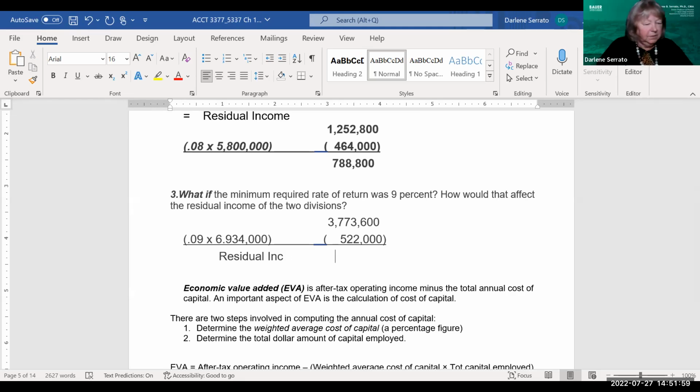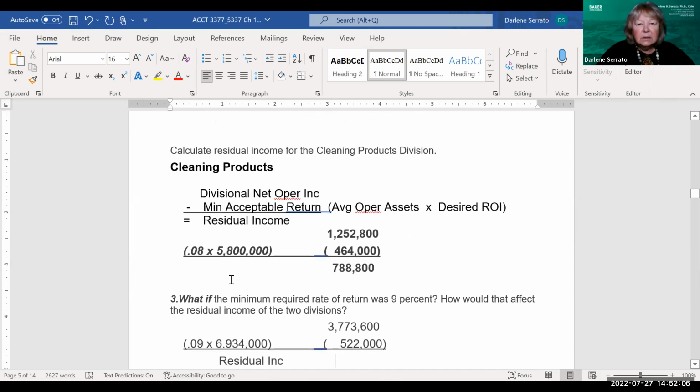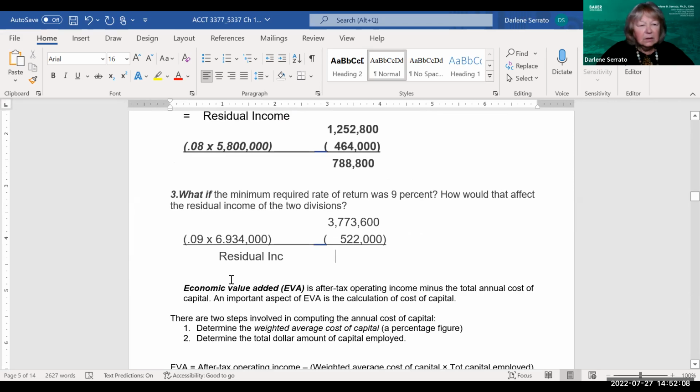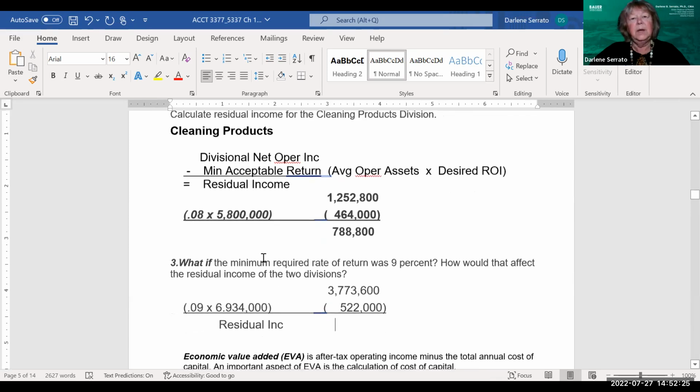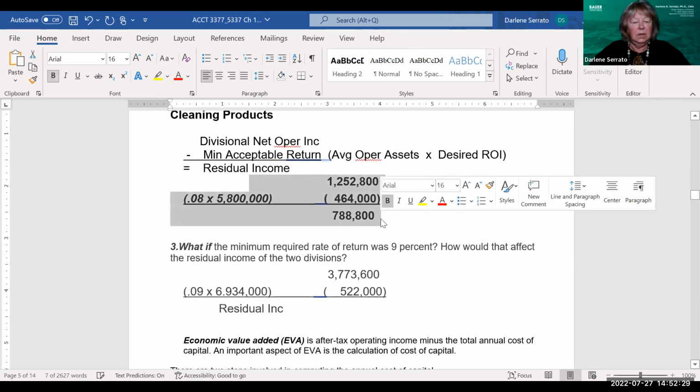$730,000. Oops, did I pull the right one? Cleaning products. Oh. Sorry, my babies are getting upset. Did I do cleaning products? No, I didn't. I pulled the other one.